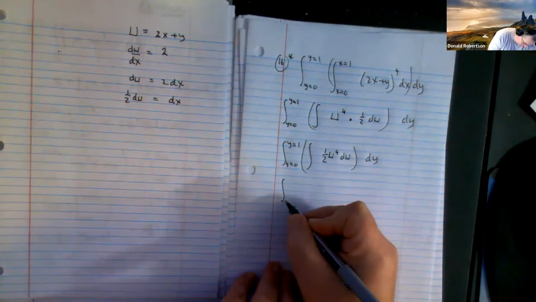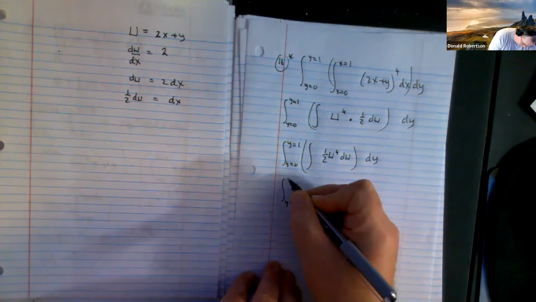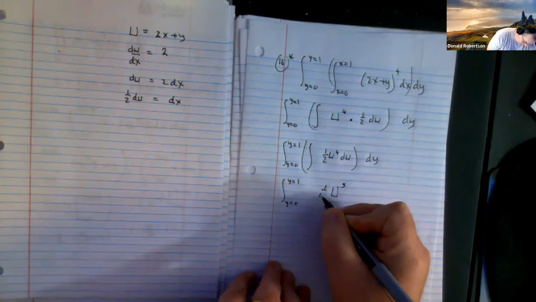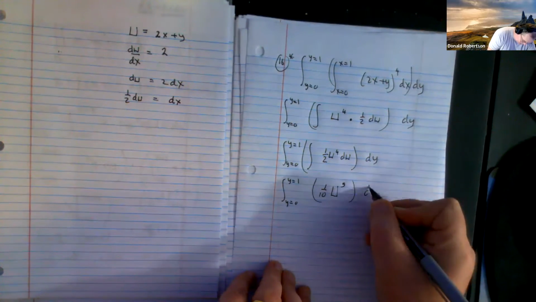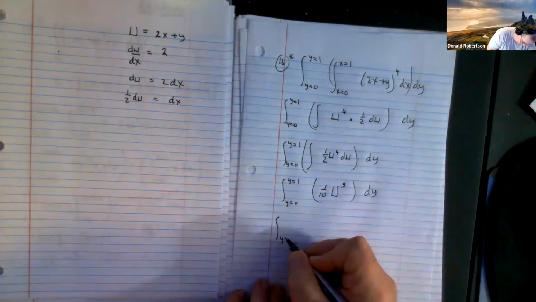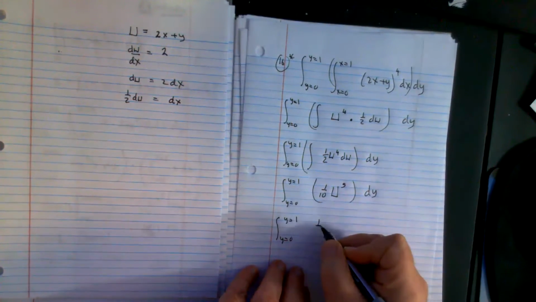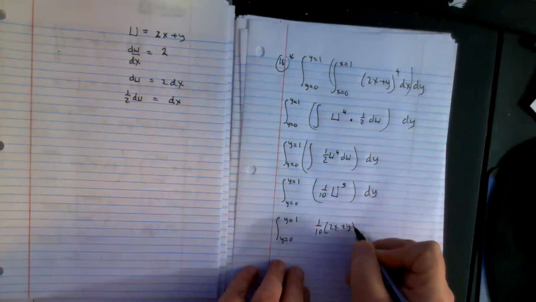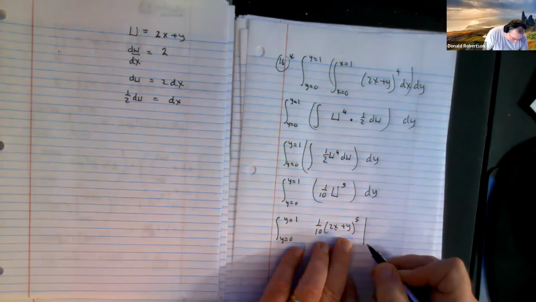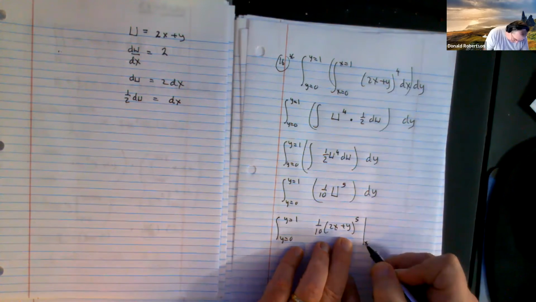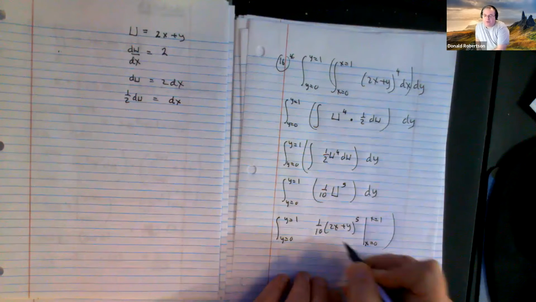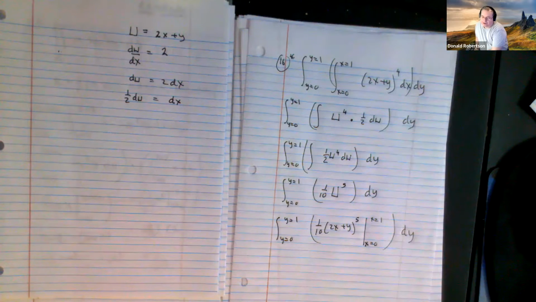That's going to become power rule. Add 1 to the power, divide by the new power. And I'm going to return back to the original. And the original was 2x plus y. So it's 2x plus y to the power of 1. And at this point, I'll now put the limits of integration back in. Are you comfortable about how we did the beginning part of that process?